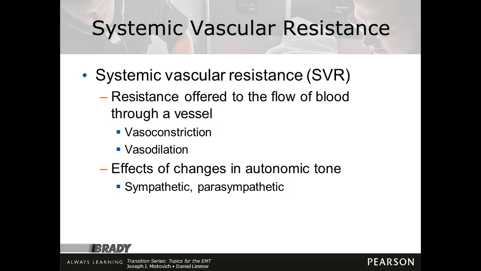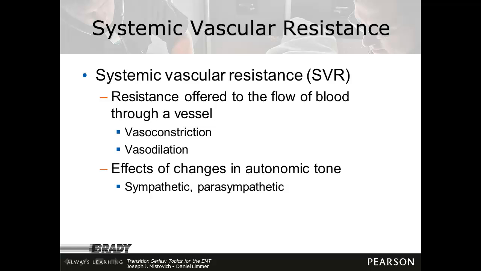The systemic vascular resistance is the remaining component of blood pressure. Cardiac output is defined as stroke volume times heart rate. That's the amount of blood flowing out of the heart. If there's no resistance, however, blood pressure will drop rapidly. There must be a certain amount of resistance presented to the blood volume, and that resistance is maintained through vasoconstriction, or constriction of the vessels, and vasodilation.